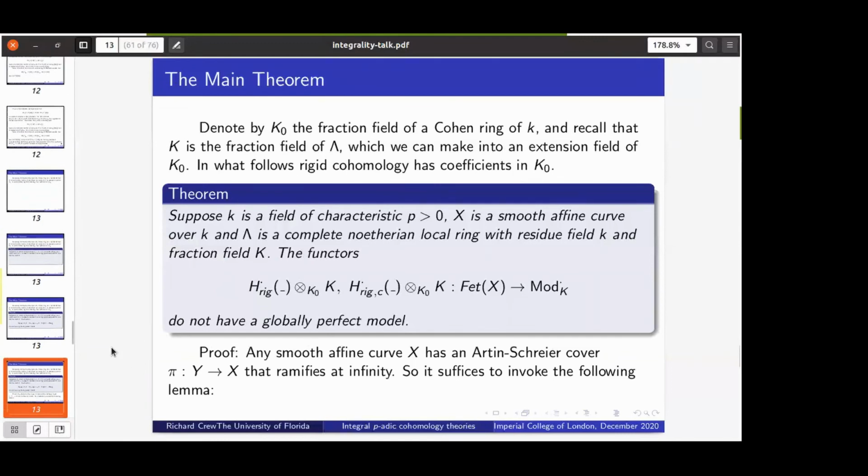Okay, so the proof is actually not so hard. A smooth affine curve X has an Artin-Schreier cover, pi from Y to X, that ramifies at infinity. I leave this as an exercise for your students. So it suffices then to prove the following lemma.